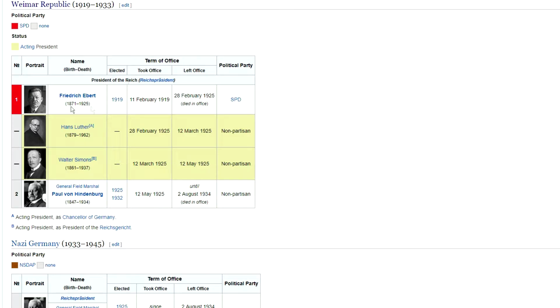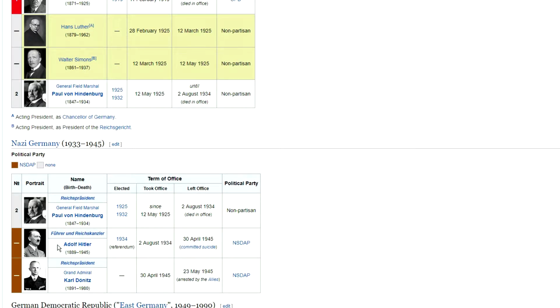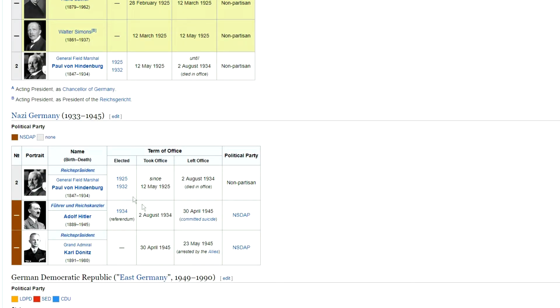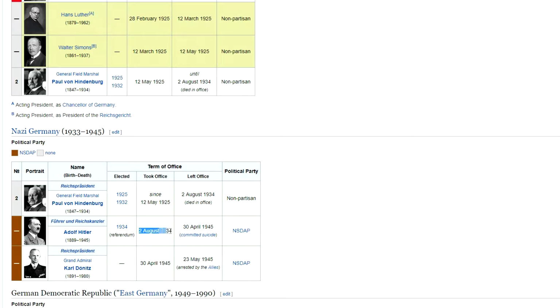To get some context, I think it'd be good to look at some presidents of the Weimar Republic. Here we have Friedrich Ebert, the first president, who took office in 1919 and died in office on the 28th of February 1925. We have Paul von Hindenburg, who took office on the 12th of May 1925 and died in office on the 2nd of August 1934, which actually brings us to having Hitler become effectively Führer, which combines the positions of president and chancellor, from the 2nd of August 1934 to the 30th of April 1945, where he commits suicide. But he becomes chancellor on the 30th of January 1933, but it's not until Hindenburg dies that he actually becomes Führer, combines the role of chancellor and president.